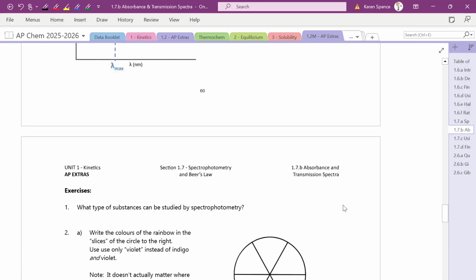All right, and then there's some questions. Pages 61 to 62 are going to be homework. Let me just write that up here. 1.7b, pages 61 to 62. There's also going to be 1.7c.